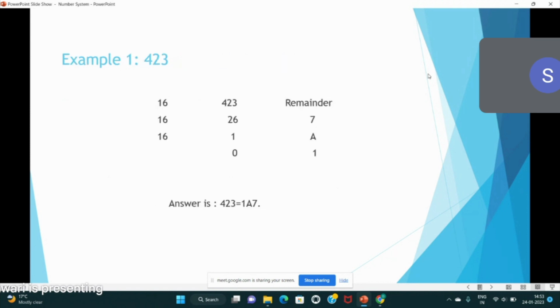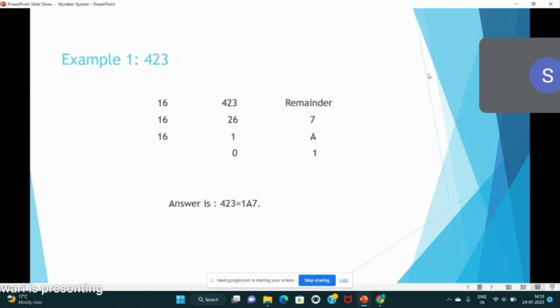Here 423 is a decimal number and we are converting this number into a hexadecimal number. 423 is the dividend and 16 is the divisor. We have created this arrangement where the remainder is written. First, 16 is divided into 423. We get the quotient as 26 and the remainder 7.